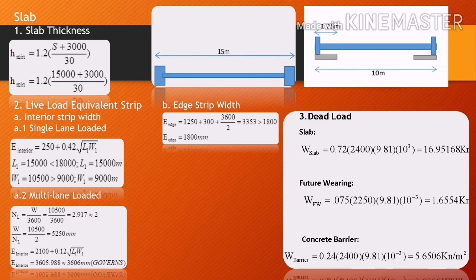The third step is to solve for the dead load. For this slab, we got 16.95168 kilonewton per meter squared. For the future wearing, we got 1.655 kilonewton per meter squared. And for the concrete barrier, we got 5.6506 kilonewton per meter squared.